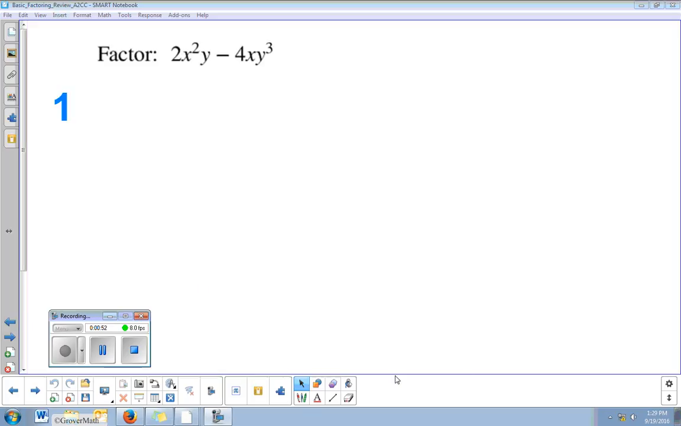So one of the basics we're going to learn today is the GCF, and this is how we always need to begin factoring: looking for a greatest common factor. Basically, whatever expression we're factoring, we want to look at every part of that expression and ask, is there something in common? Looking at 2x squared y minus 4xy cubed, there's multiple things in common between these two.